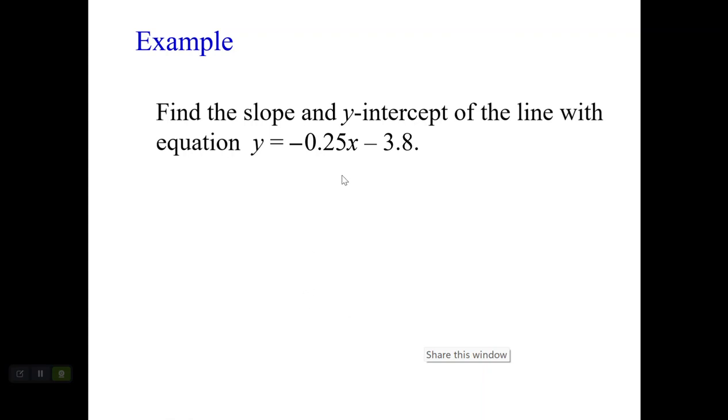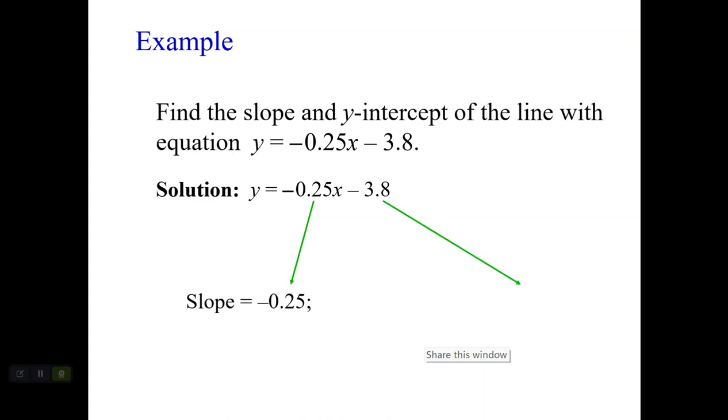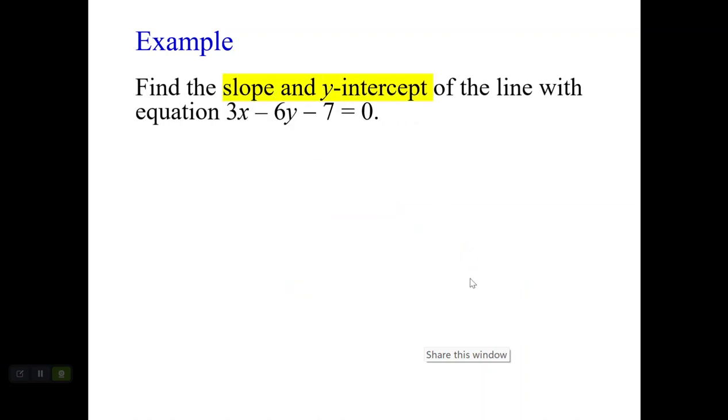Okay, so can you find the slope and the y-intercept for this equation? Of course, this is the slope, right? Slope is negative 0.25, and for the y-intercept, x is 0, so y will be negative 3.8. Okay, so that is your y-intercept in here. All right, that is your m. So this is in slope-intercept format.